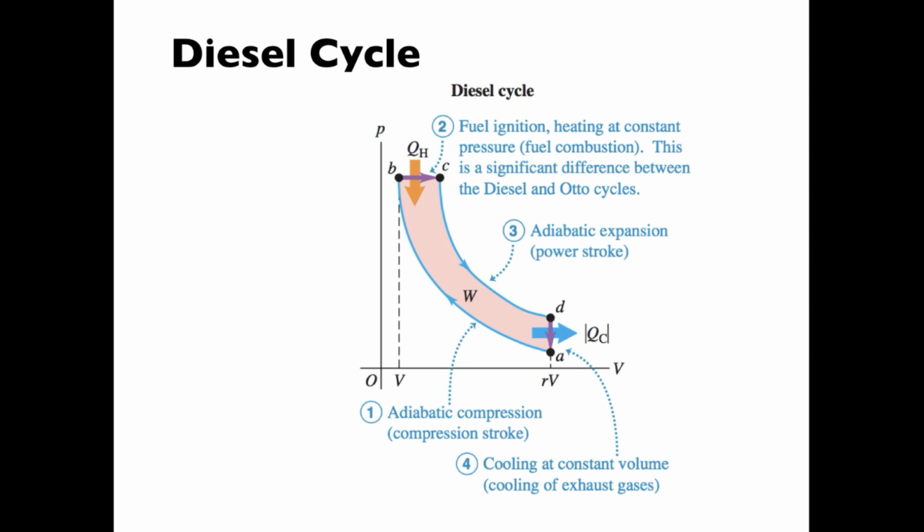Here's a picture of it. We're not going to go into the great details, but it's similar to the Otto cycle. We just have some subtle differences. So like fuel ignition, meaning heating at constant pressure, is significantly different. So instead of having this part up here that's at constant volume for the Otto cycle, you have a constant pressure process for the diesel cycle. Okay.